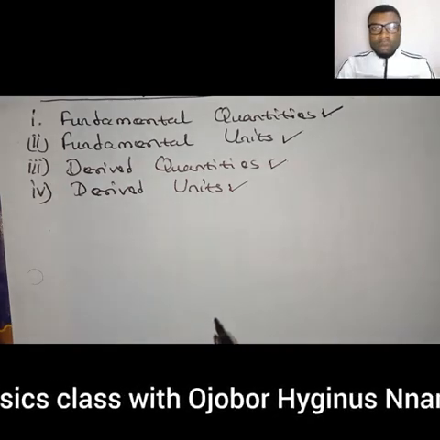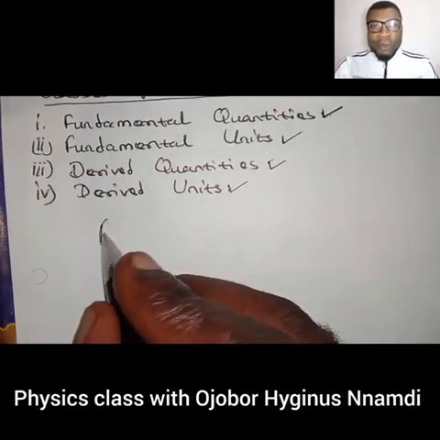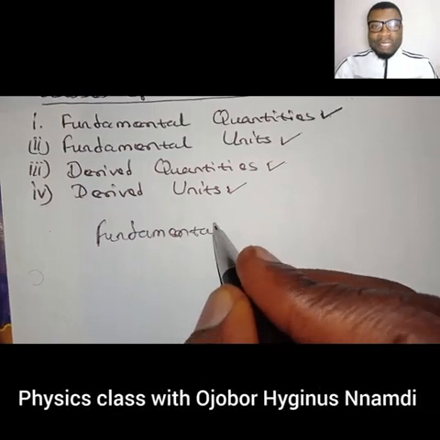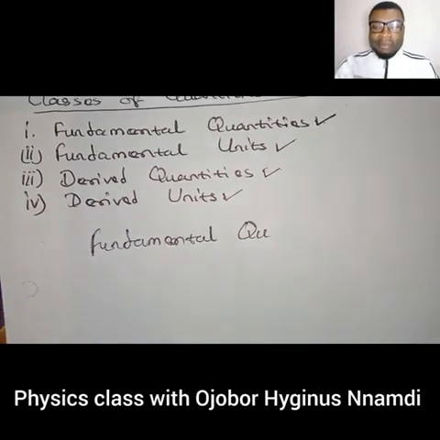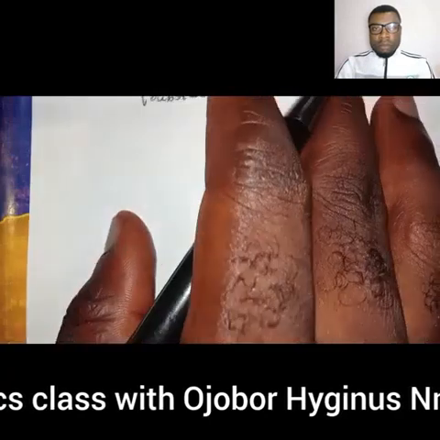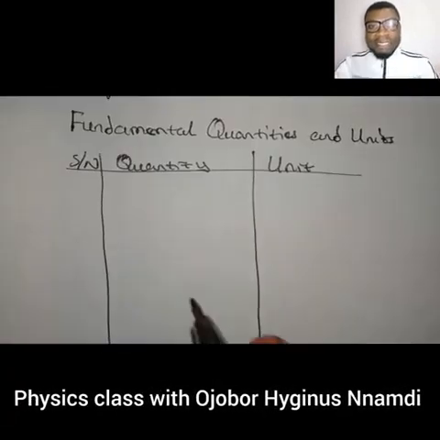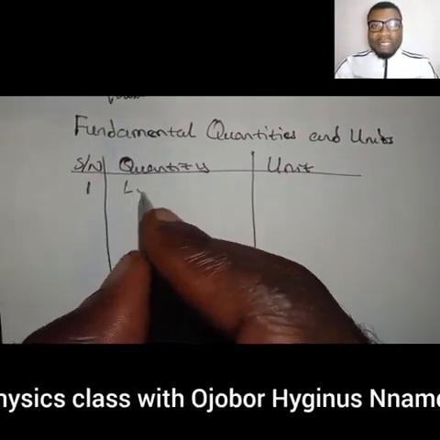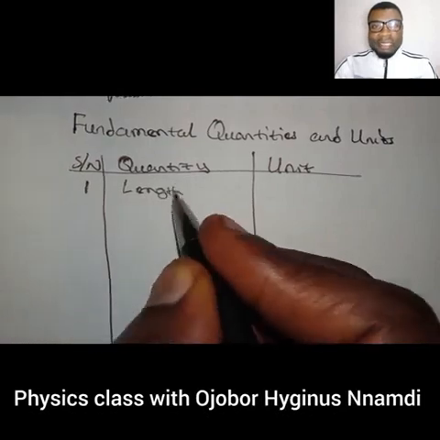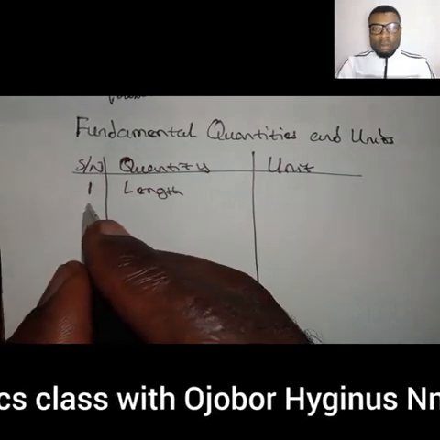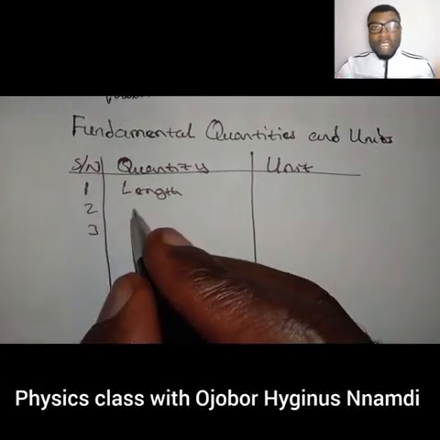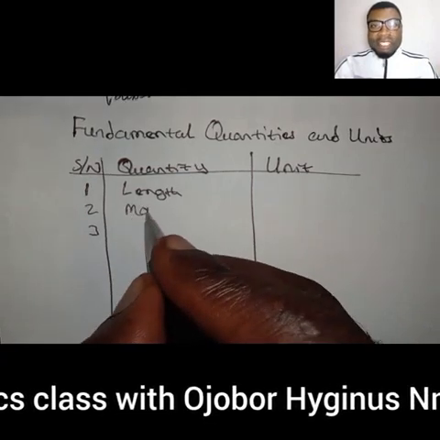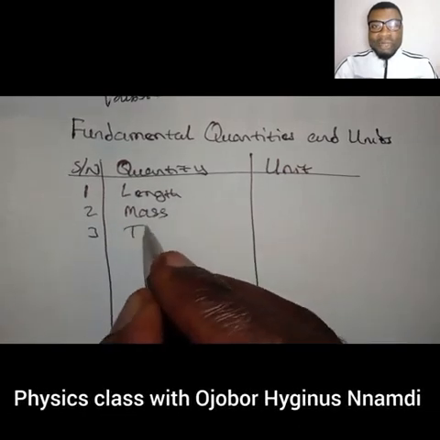Examples of fundamental quantities and their units. Let us look at these basic fundamental quantities. Number one, we have length. Length is a basic fundamental quantity. We have the mass. Of course, we have three basic fundamental quantities. If you are asked in exams to mention the three basic fundamental quantities, we have the length, we have the mass, and then the time.